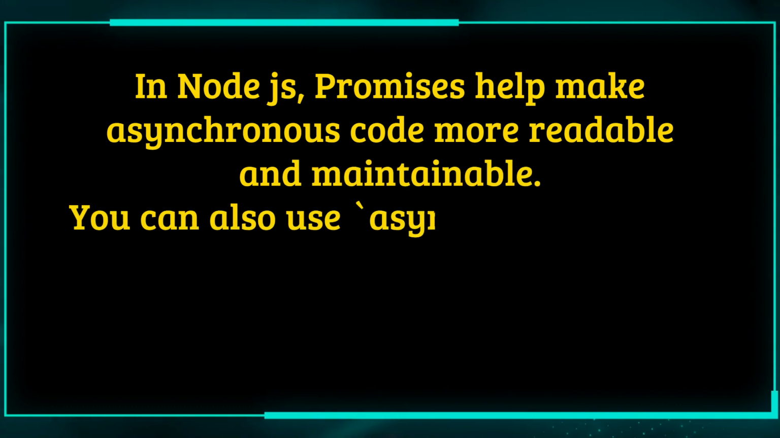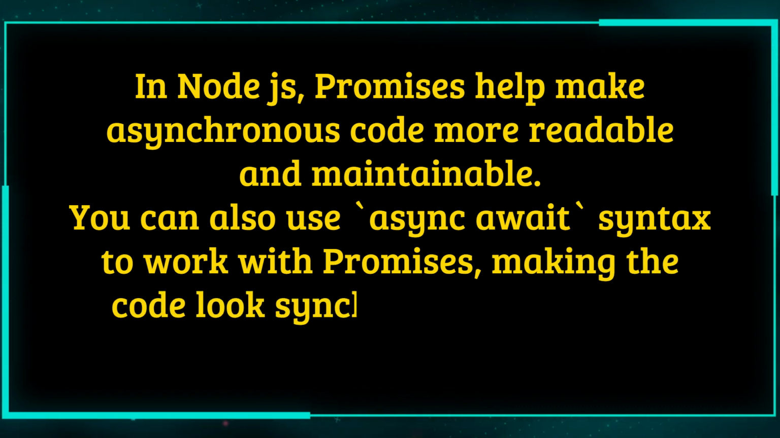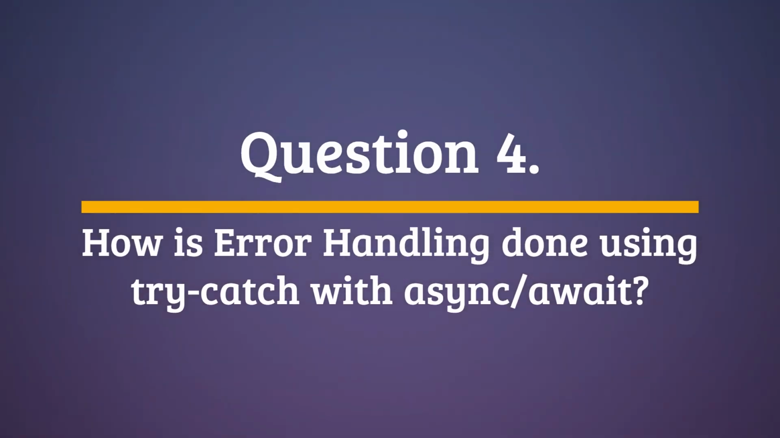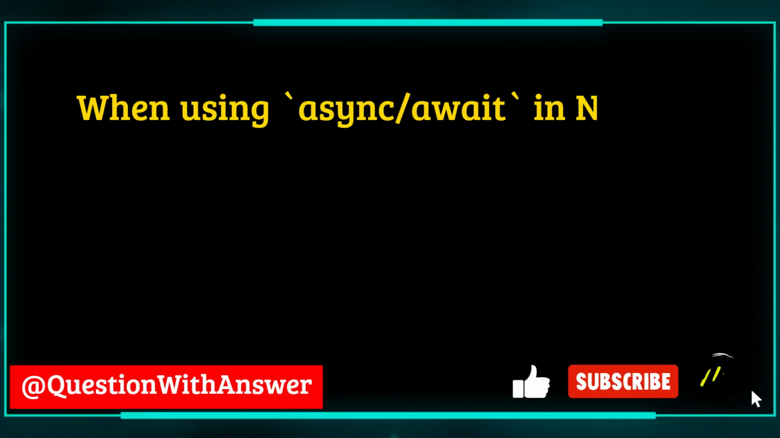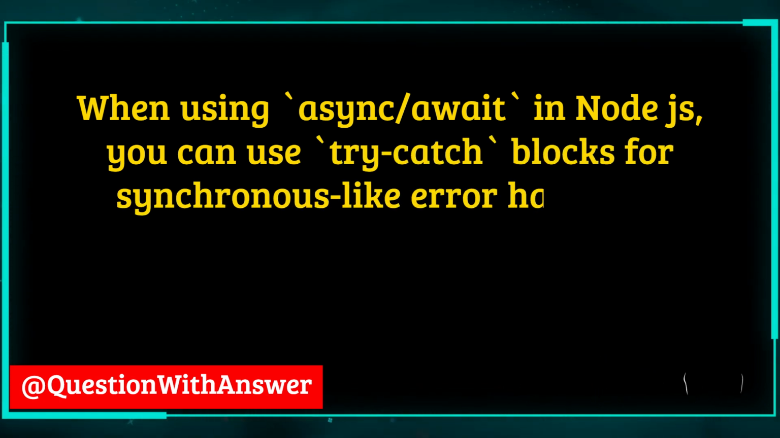You can also use async await syntax to work with promises, making the code look synchronous, while still being non-blocking. Question 4. How is error handling done using try-catch with async await? Answer. When using async await in Node.js, you can use try-catch blocks for synchronous-like error handling.